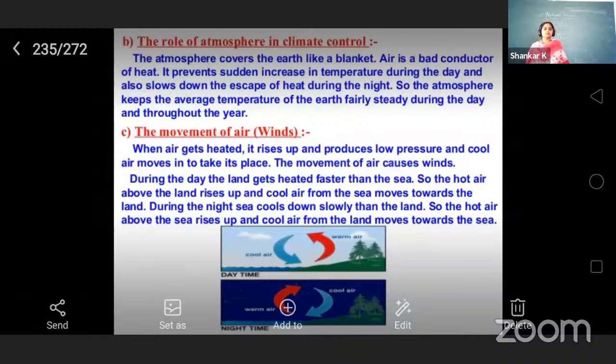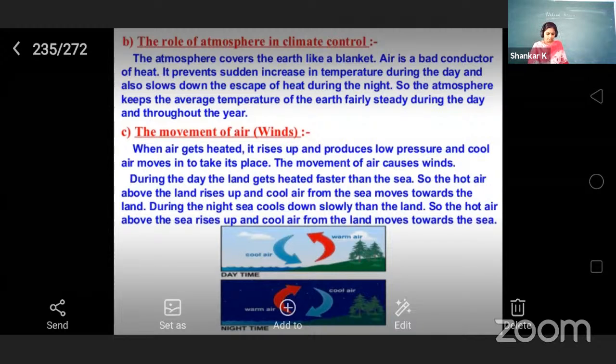Okay, next, what is this? The movement of air, what we call wind. By the wind also the air gets heat. The land and water bodies will get heat, right? So during the day, land gets heated faster than the sea.